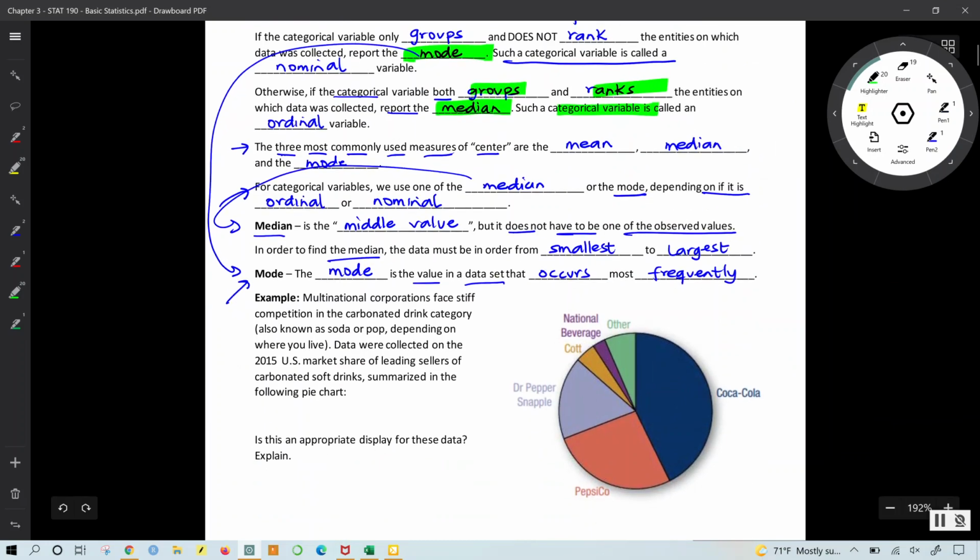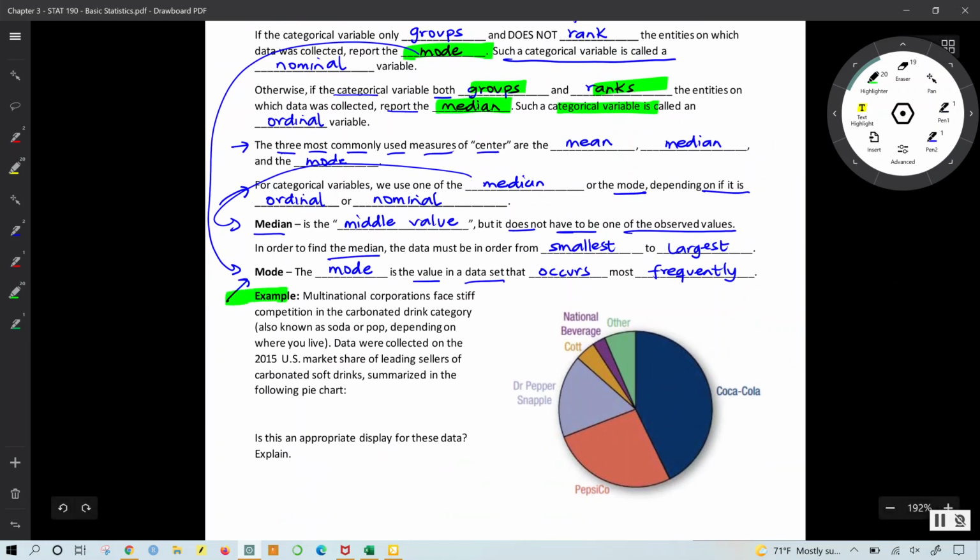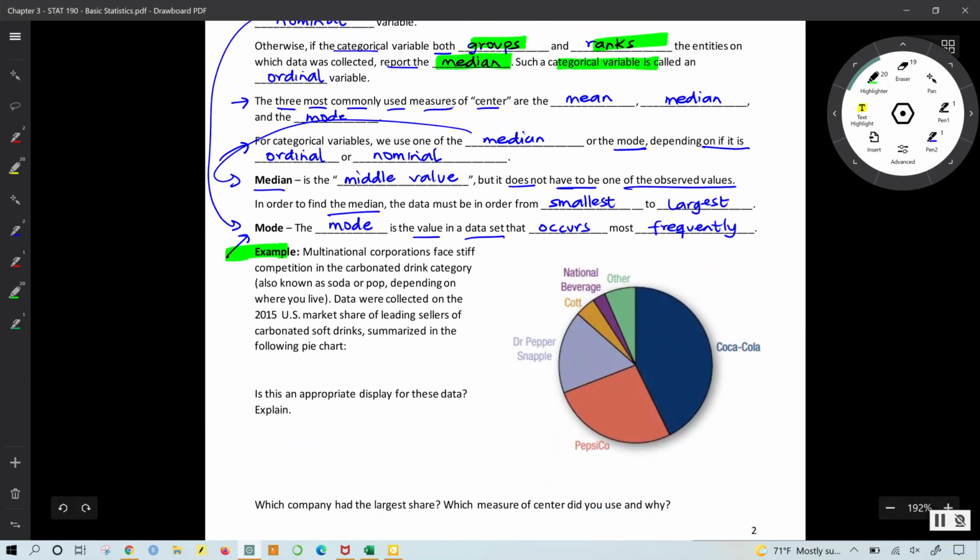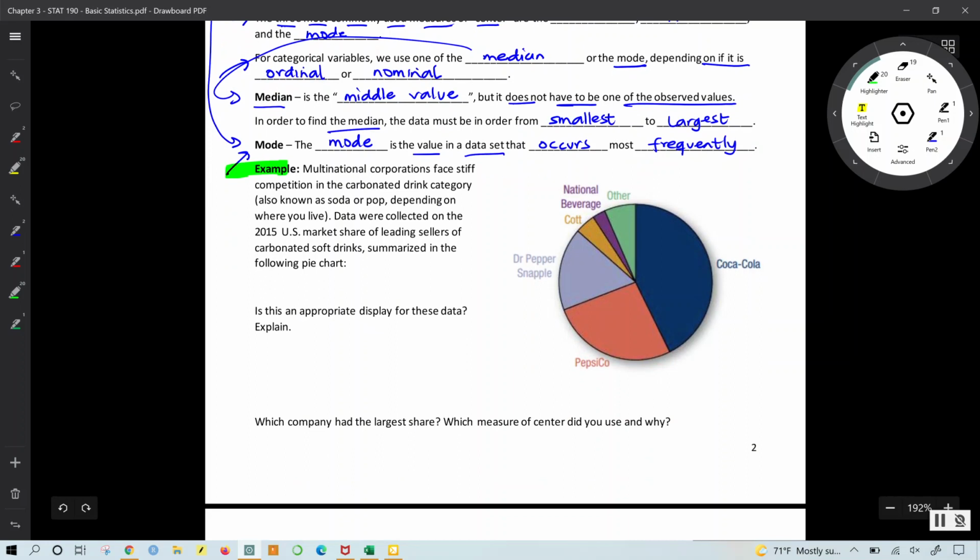With all that said, it is time to consider an example of a real-life situation where we would like to use either the mode or the median to report typical values of a categorical variable.